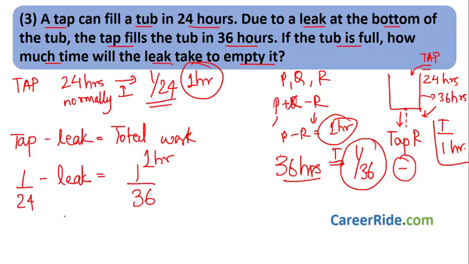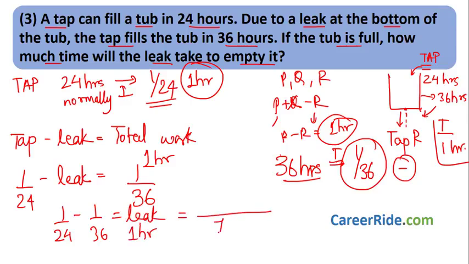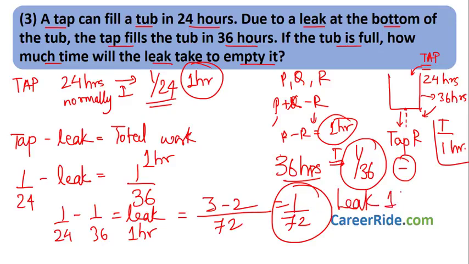So how much would the leak be? 1 by 24 minus 1 by 36 would be the work done by the leak in 1 hour. That is nothing but the LCM 36. 72 is the LCM. 3 minus 2 equals 1 by 72. This is the amount of work done by the leak in 1 hour. If in 1 hour the leak does 1 by 72 amount of work, then the leak will empty the entire tank in how many hours? Simply invert, that is 72 hours. See how easy it was.